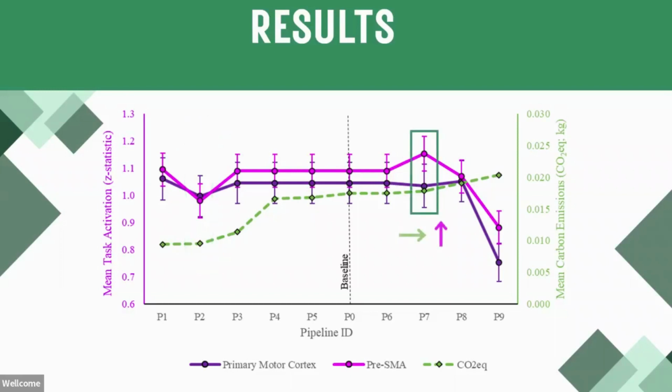For P7, we introduced AROMA, which is the automatic removal of motion artifacts, and found that here we saw a significant increase in the performance of the pipeline, but no increase in carbon emissions, surprisingly, or in the duration of computing.